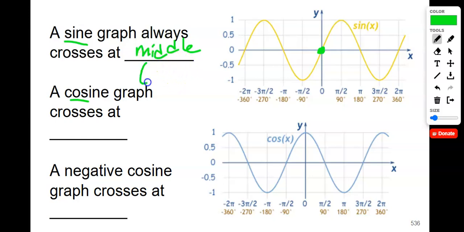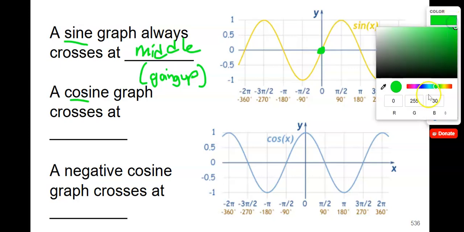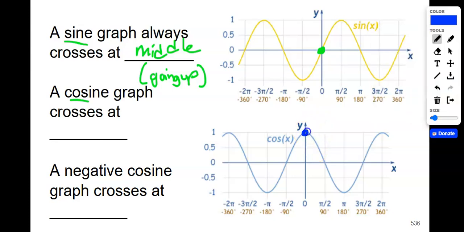So I'm going to add to that middle, and I'm going to put in parentheses going up. More on that in a second. My next graph, the second picture, is it also crossing in the middle of this wave? I'm talking about from low to high. Is it crossing in the middle, or is it crossing at some other landmark? It's crossing right here at the top of this wave. So when I talk about crossing, I'm talking about the y-axis, starting point. So cosine graphs cross at the top.